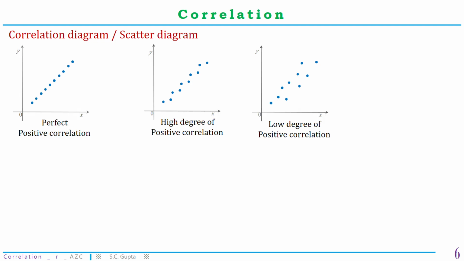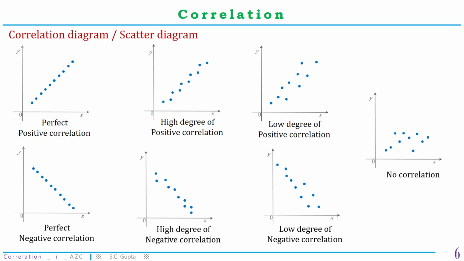Correlation diagram or scatter diagram. When two variables move together in exact proportion, it is perfect positive correlation. When there is a strong direct relationship between two variables, it is a high degree of positive correlation. When two variables tend to increase together but with a weak, inconsistent relationship, it is a low degree of positive correlation.